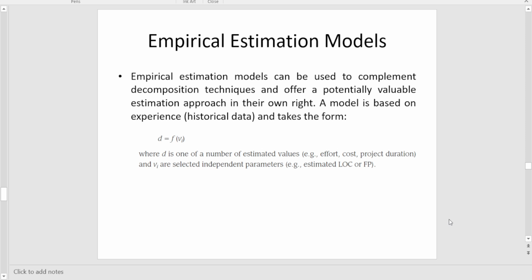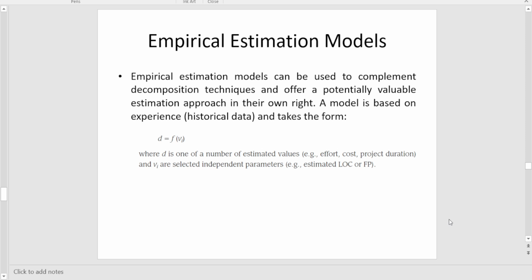like LOCs and FP. If somebody has not seen the videos on function point, pause it out. We are giving you a link of the function point matrix. You just click that, go and read the function point module, and then come back and continue this video.